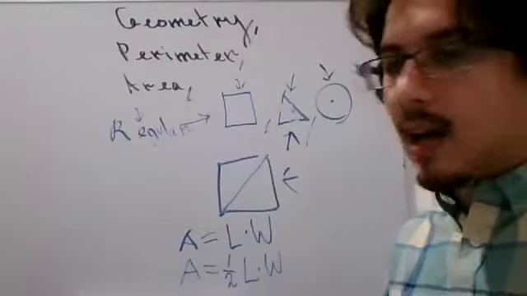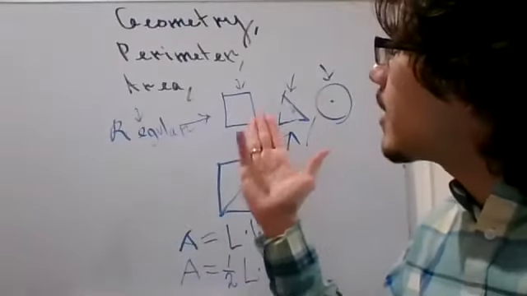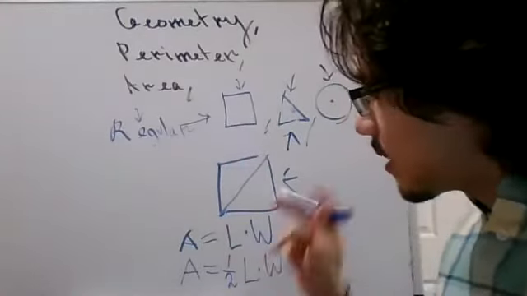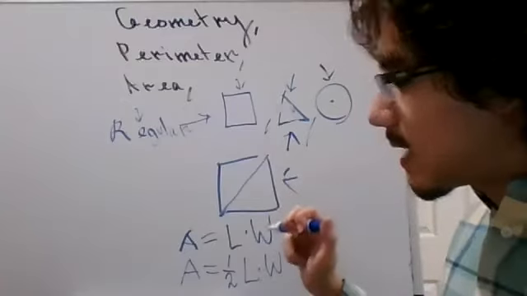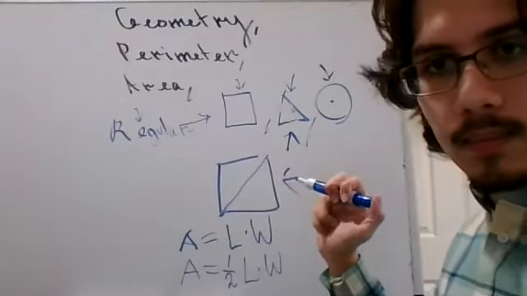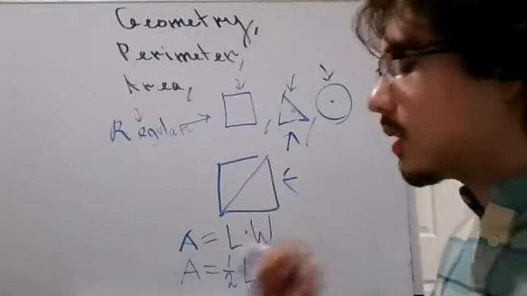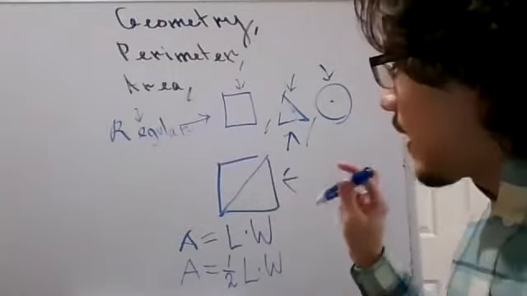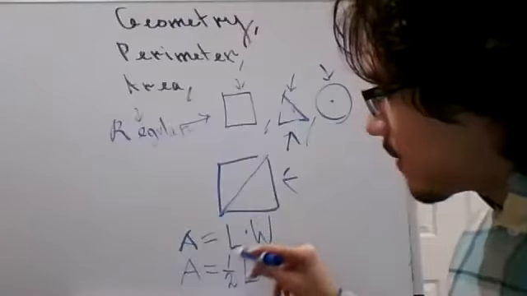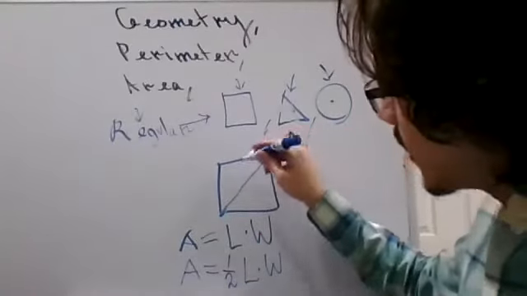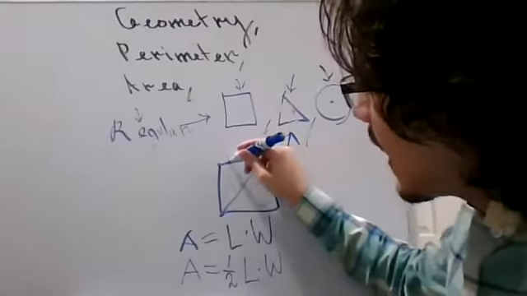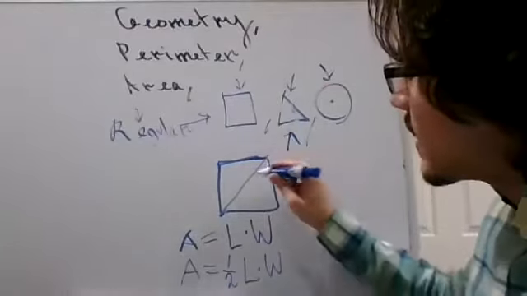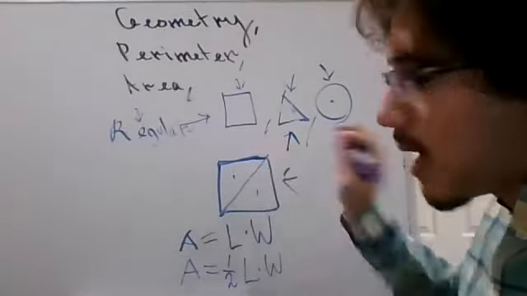We are reviewing geometry, perimeter, and area from last class. And I just noted that the area of a square is length times width, and the area of a triangle is 1/2 length times width. I demonstrated this by drawing a square and expressing the square in terms of triangles, where I cut the square in half, and we can see that the square is built up of 2 triangles.